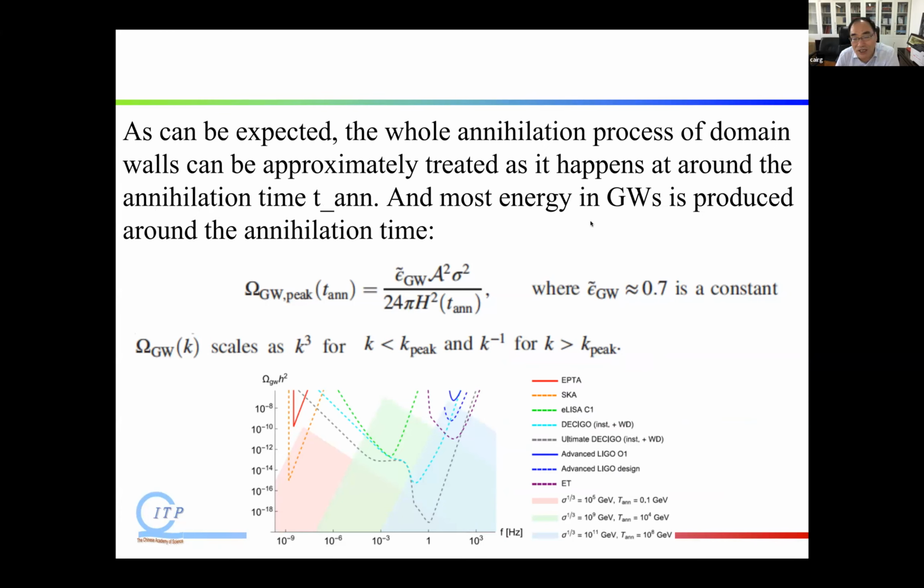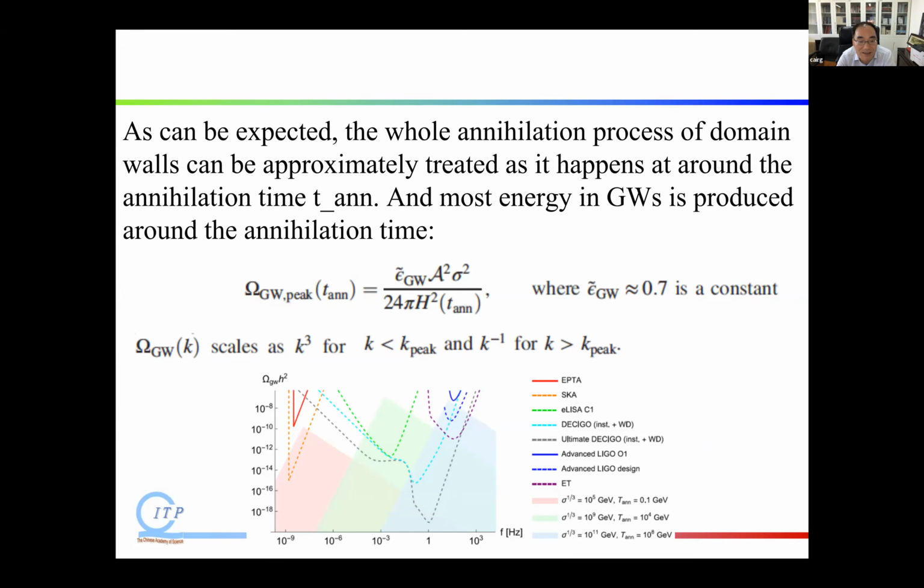And most of the energy in gravitational waves is produced around the annihilation time. The energy spectrum of the gravitational wave can be expressed in this formula. Here, epsilon GW tilde is a constant, something like 0.7. This is a numerical simulation result. And this scales as k cubed, where k here is the wave number.